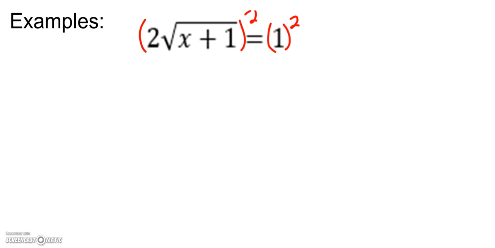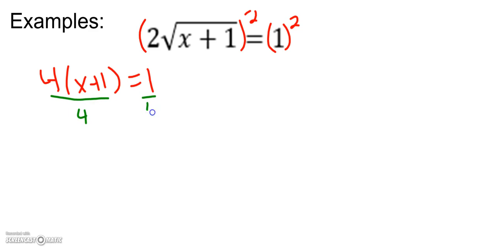When I do that, I have to make sure I square that 2. So 2 squared is 4. So 4 times x plus 1 is equal to 1. Now I'm going to go ahead and solve for x. The first thing I can do is divide by 4. So I have x plus 1 is equal to 1/4.